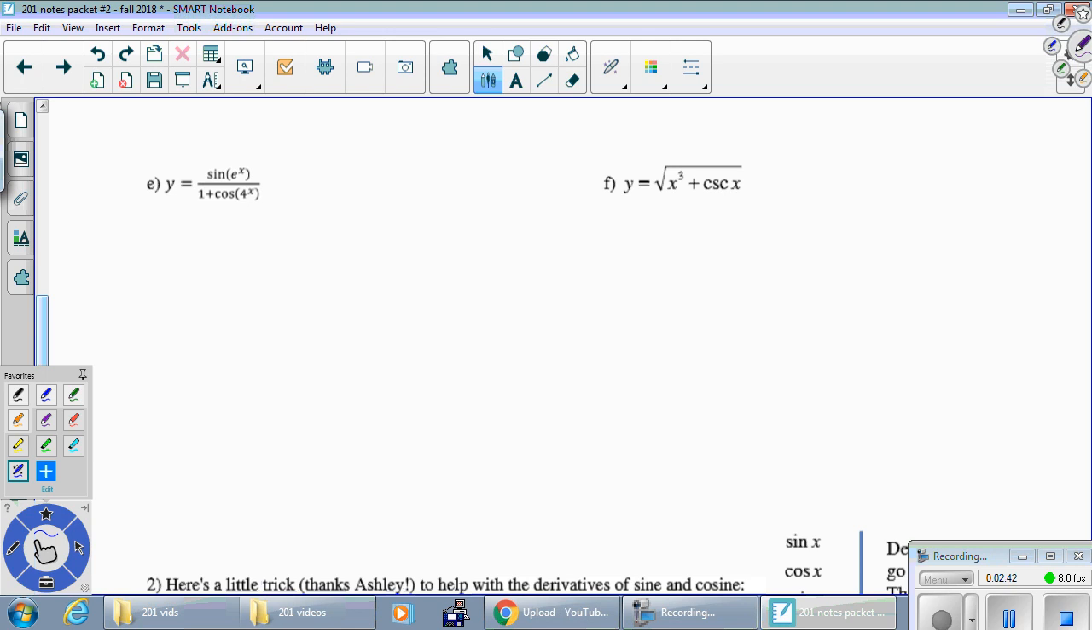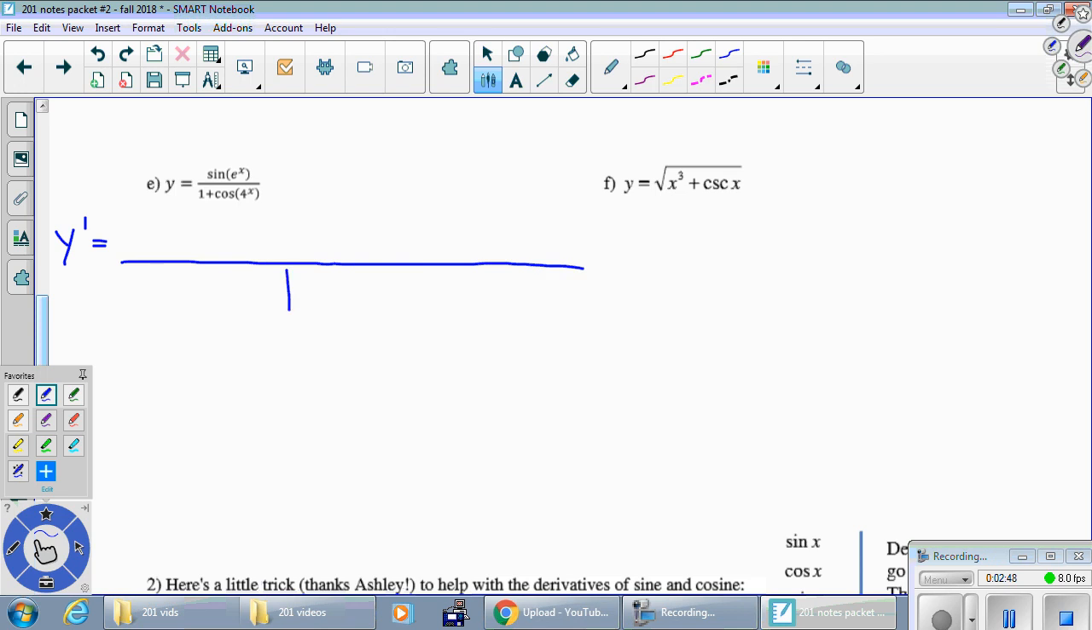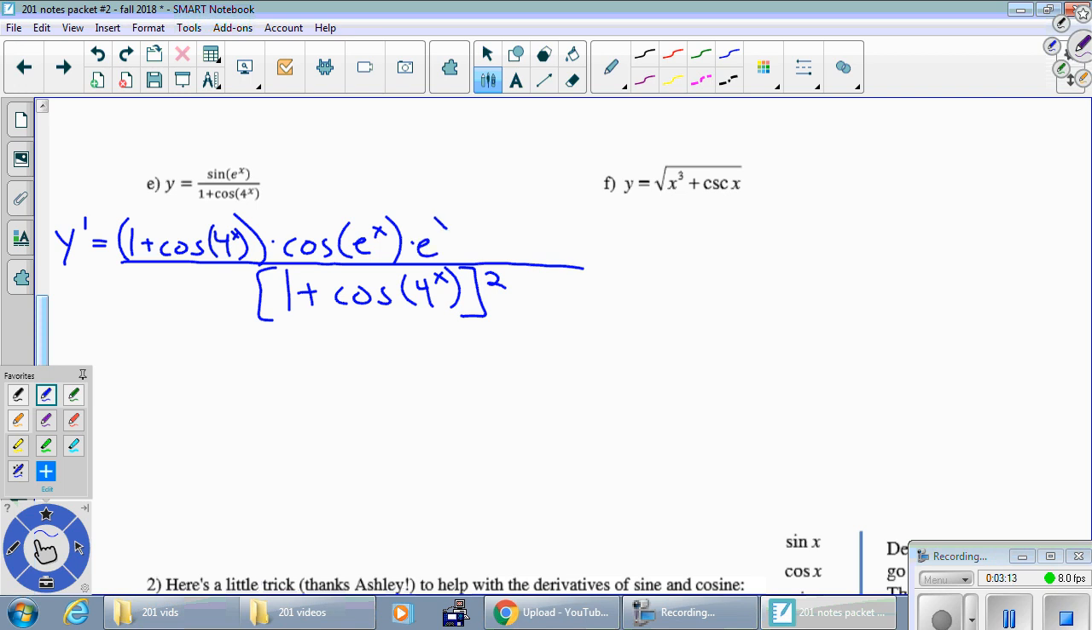Okay, part E, for sure this is a quotient rule. Y prime equals, so just so I don't forget, I'm going to put the bottom squared. Okay, quotient rule says bottom, so we copy that, times the derivative of the top. The derivative of sine of stuff is cosine of stuff, times the derivative of the stuff in the parentheses. And the derivative of e to the x, we saw in a previous class, is just e to the x.